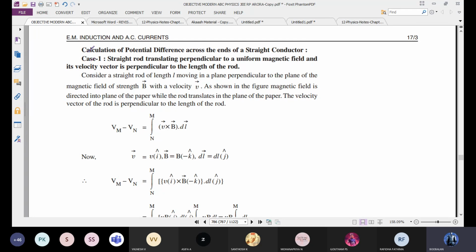The calculation of potential difference across the ends of a straight conductor. The first case: a straight rod translating perpendicular to a uniform magnetic field, and the velocity vector is perpendicular to the length of the rod.